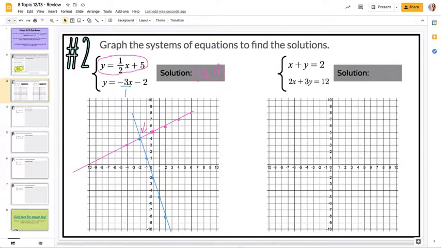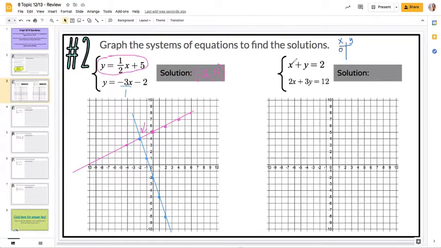Okay, our second one is a little bit more complicated. These are in standard form. All right, so you can do this one of two ways. You can find your intercepts and graph them by making little tables with x's and y's, or you can change these into slope-intercept form. It's up to you. This first one's pretty easy.